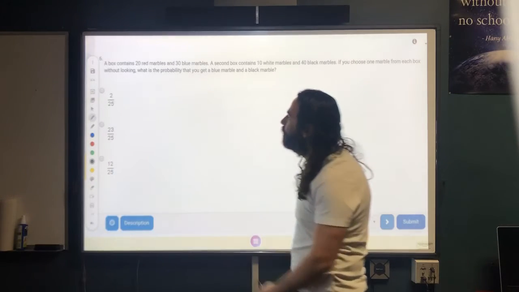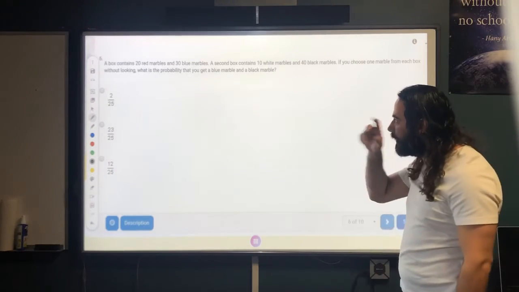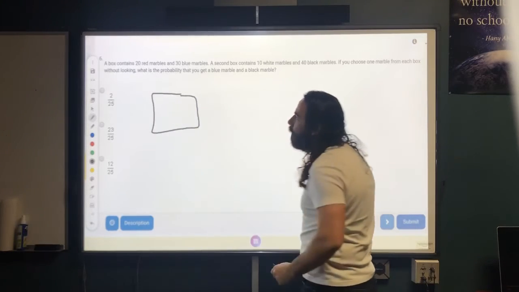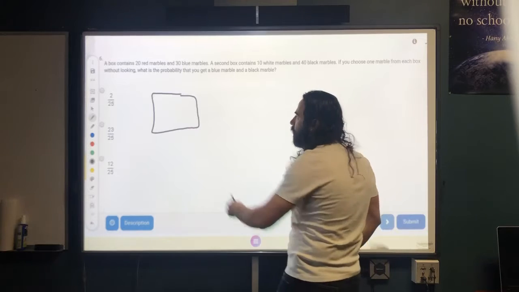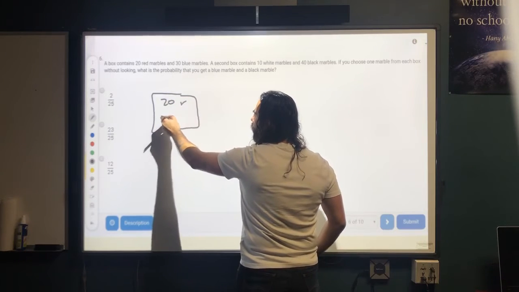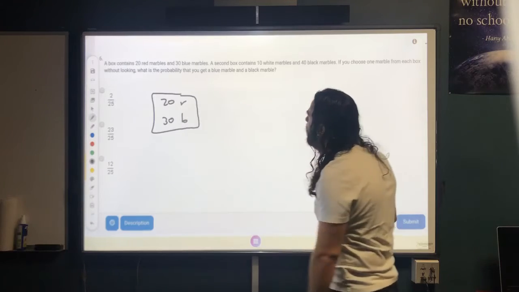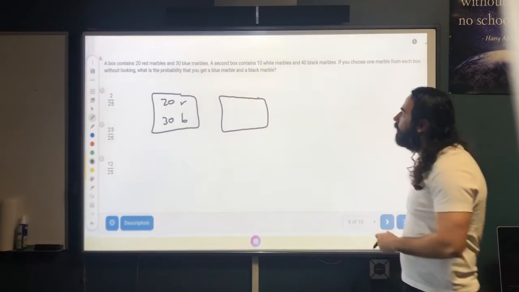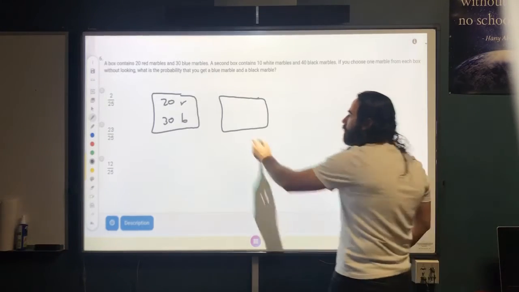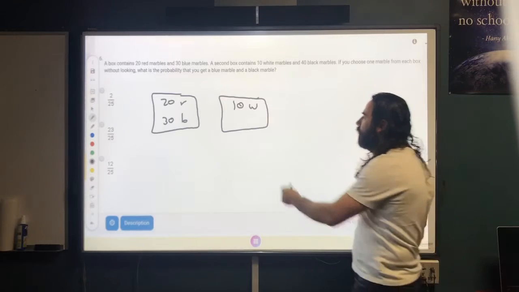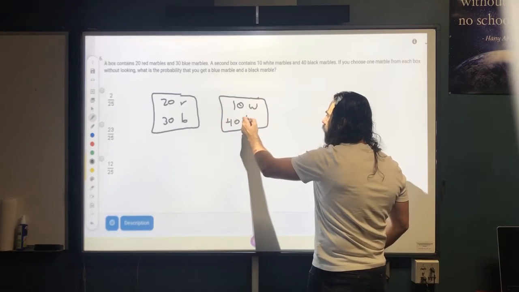We're going to do it. So the same thing here. In this case, we have a box. So we have one box. A box contains 20 red marbles. So we have 20 red and 30 blue. A second box, we have another box, that has 10 white marbles. So we have 10 white and 40 black marbles.